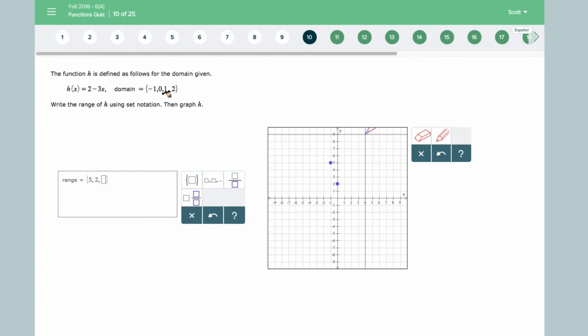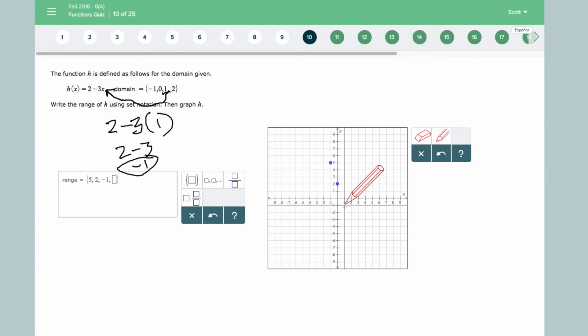Now we're going to do the 1. 2 minus 3 times 1. -3 times 1 is -3, so 2 minus 3, that would be -1. So that's what goes here: -1. And over here, when I go to 1, I got -1 right there.